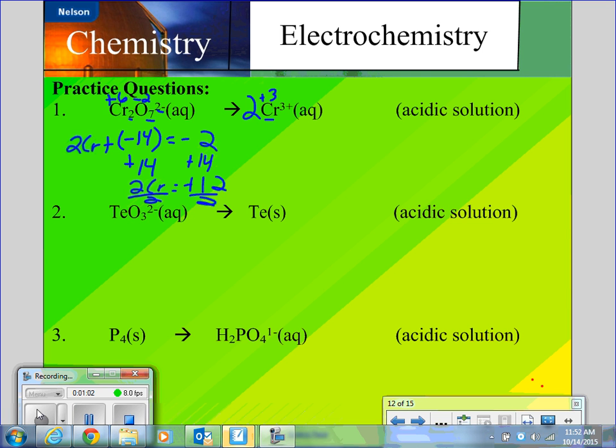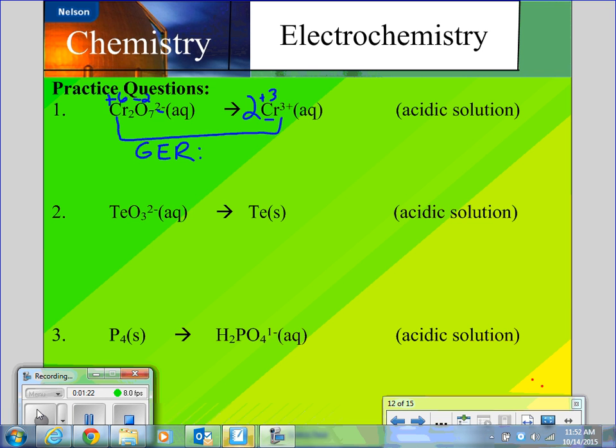Our third step is identify the oxidation and reduction reactions, or if maybe there's only one, which in this case there is. It's just a half reaction. If we look at the chromium, it goes from +6 to +3. So that's a reduction. This is a gain electrons reduction. To go from +6 to +3 requires a gain of 3 electrons per chromium, but we have a total of 2 reacting.